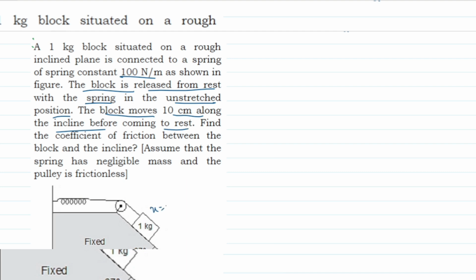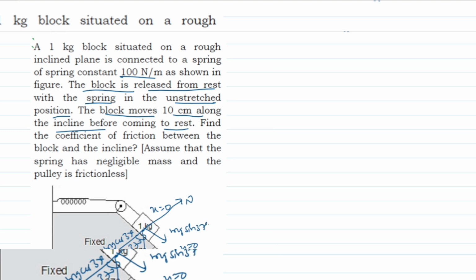So the block initially starts from the rest, and finally it is going to come to the rest. And here what are the forces? mg, it will be acting like this. Here normal reaction is going to be acting, and here it will be 37 degrees you can take. This is mg cos 37, and this will be mg sin 37. Now here one force will be the spring force, second one is the frictional force, and third thing is gravitational force.